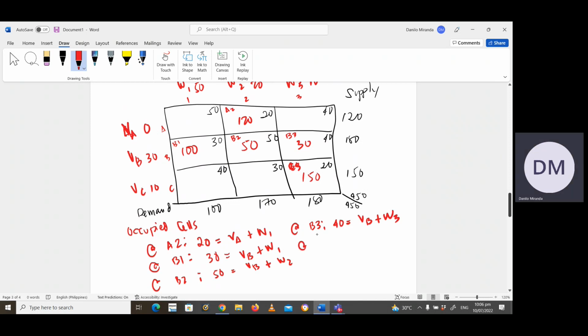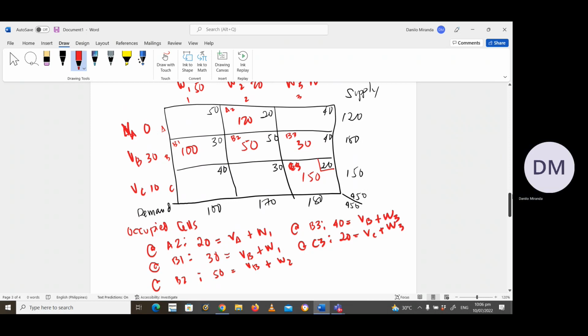And then finally, we have C, no? C3. So we have 20 and 20 to. So BC plus W3. Ayan.